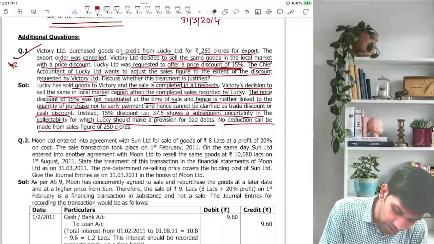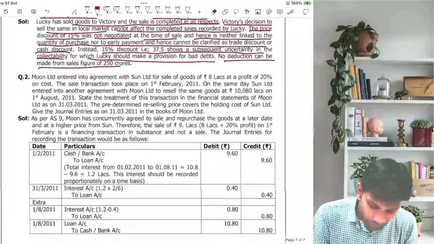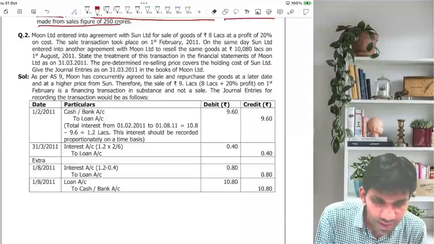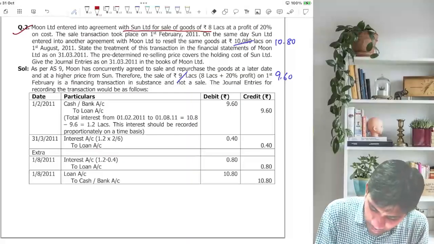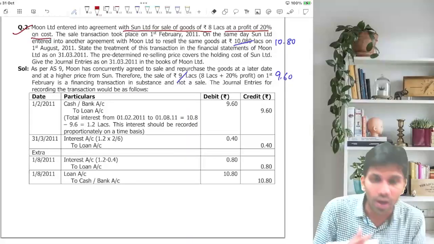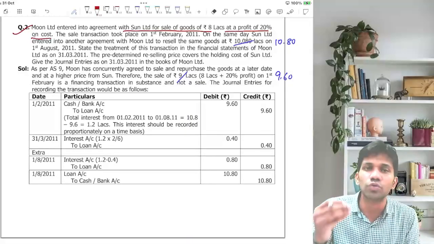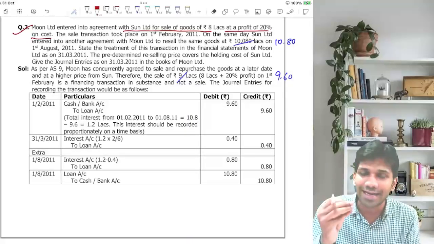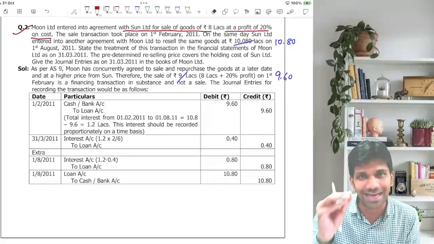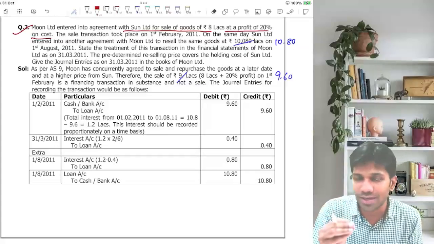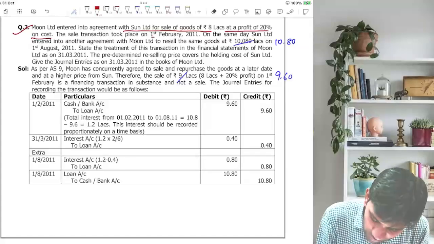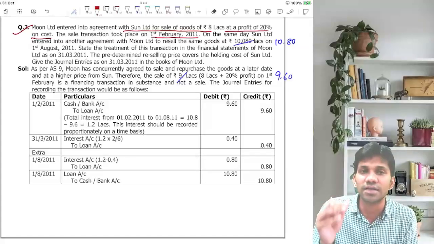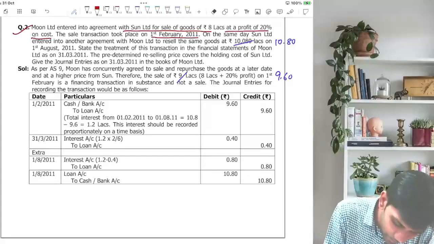Again, a nice question, guys. Please refer to it. And the last question. Moon Limited entered into an agreement with Sun Limited for sale of goods of 8 lakh at a profit of 20% on cost. So I am Moon Limited, you are Sun Limited. I have agreed to sell goods worth 8 lakh at 20% profit on cost. 8 lakh is the cost price. I will add 20% on that, so that will be my selling price. The sale transaction took place on 1st February 2011.